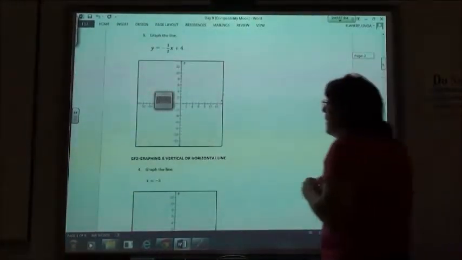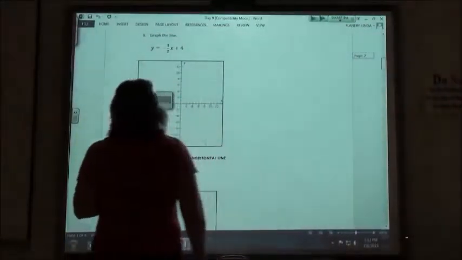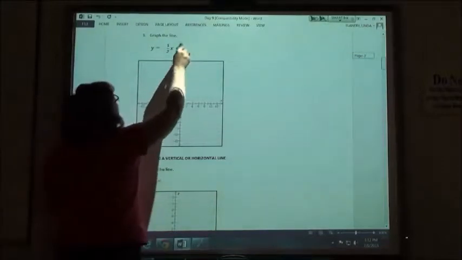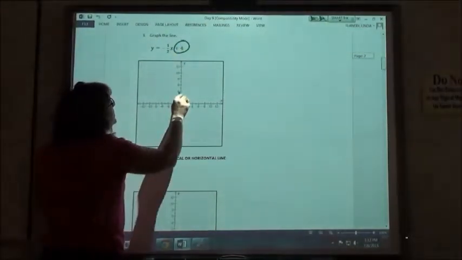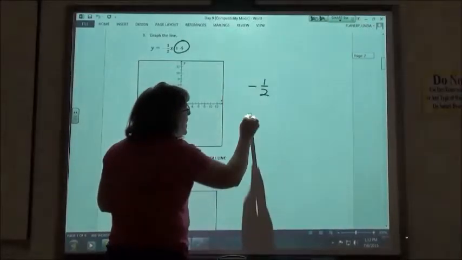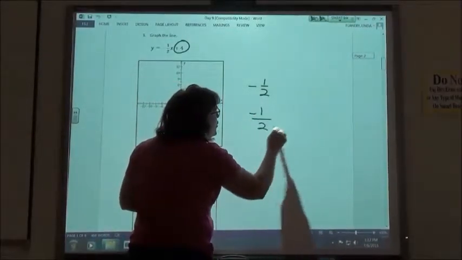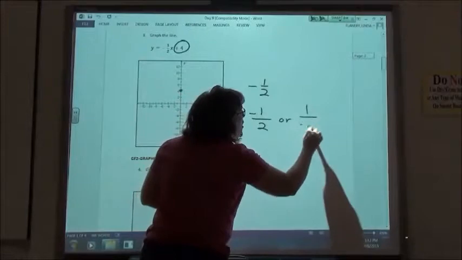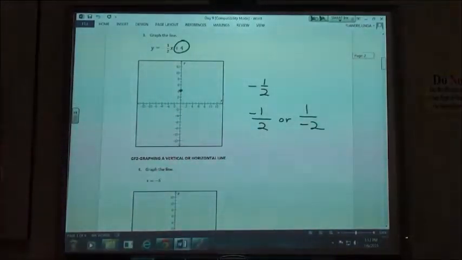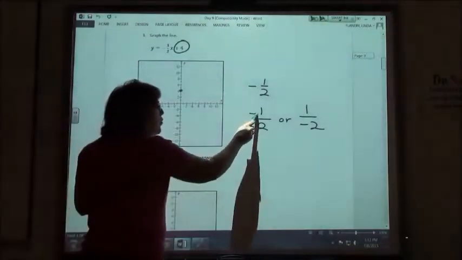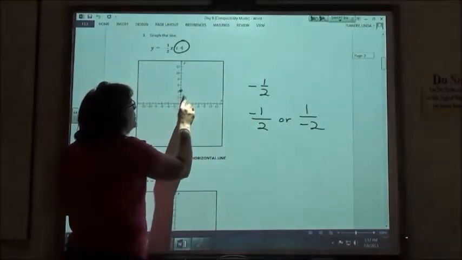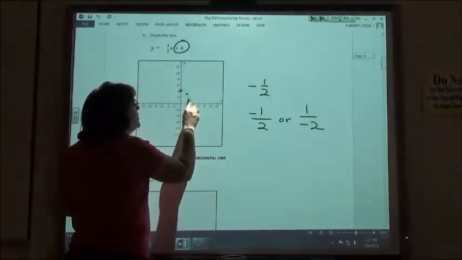The third one then, I'm going to graph y equals -1/2 x plus 4. Again, if I look at that, my y-intercept is at +4. My slope is a -1/2, which means I could write it as -1 over 2 or a +1 over a -2. My negative's either on the top or the bottom, not both. So if I do this one, I would go down 1 and 2 to the right. Down 1, 2 to the right. Down 1, 2 to the right.